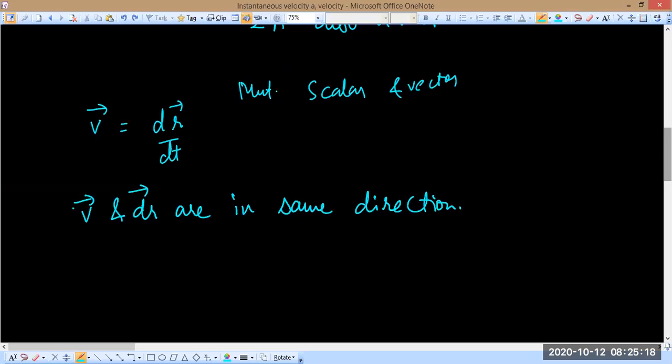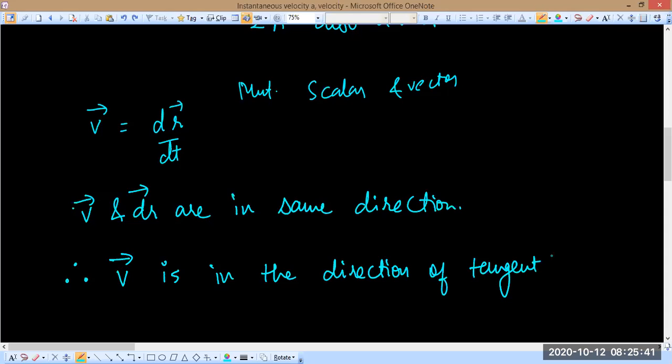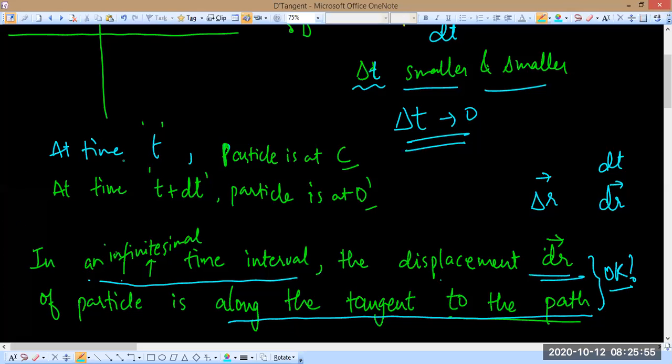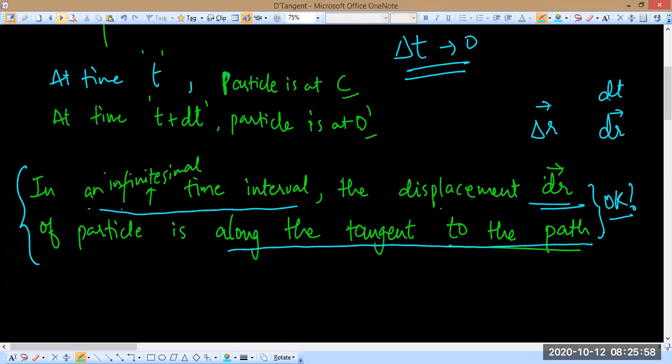So v vector and dr vector are in the same direction. But earlier we wrote that dr vector is in the direction of tangent to the path. Therefore, v vector is in the direction of tangent to the path. Is this sentence clear? Based on what we wrote on the previous page, I'm writing this.